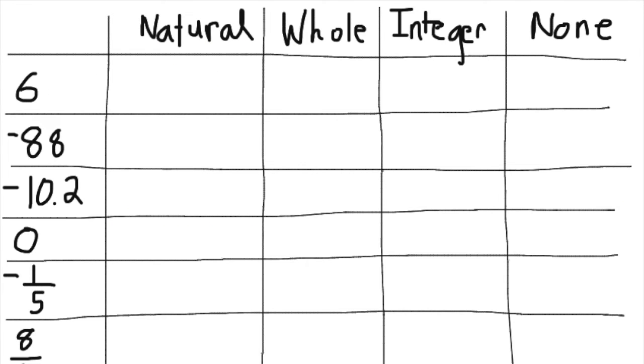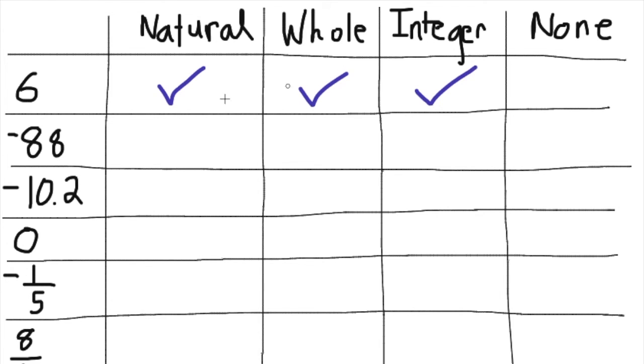So let's do some practice problems. Here I have a chart, and we're going to fill in whether a number is a natural number, whole number, integer, or whether it's none of those. Keep in mind that a number can be multiple. It can be a natural number, it can be a whole number, and it can be an integer. So the first one is 6. This is a natural number, whole number, and an integer.